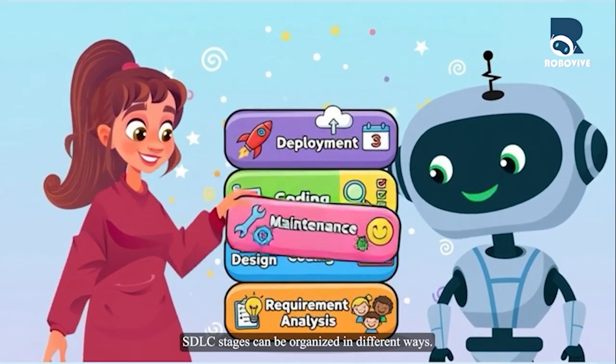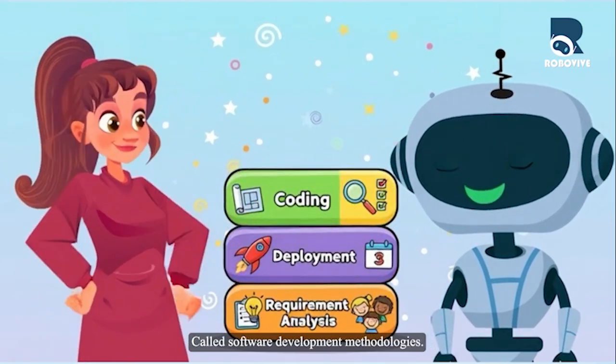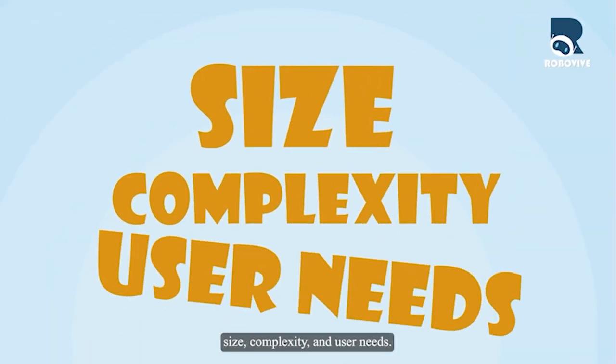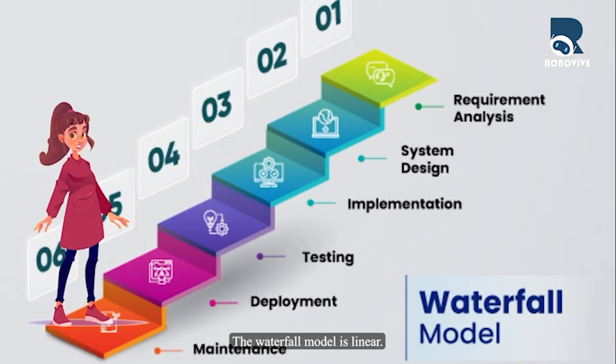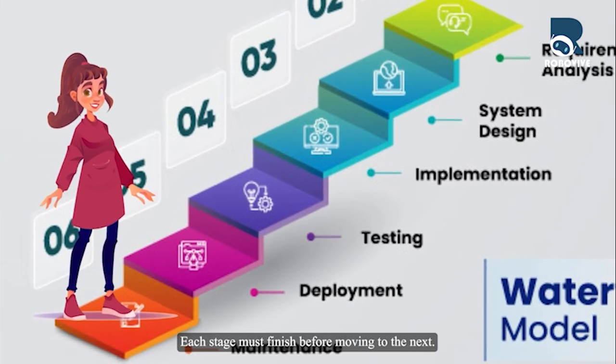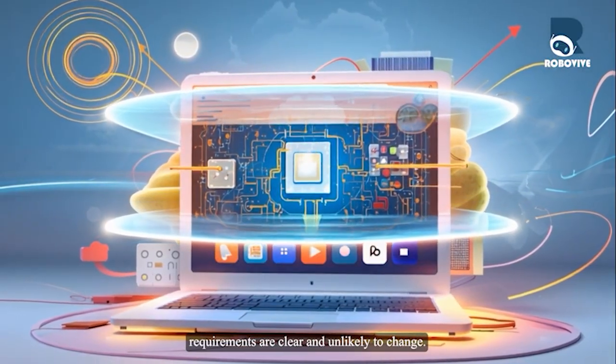SDLC stages can be organized in different ways, called software development methodologies. The choice depends on the project's size, complexity, and user needs. The waterfall model is linear. Each stage must finish before moving to the next. It works well when requirements are clear and unlikely to change.